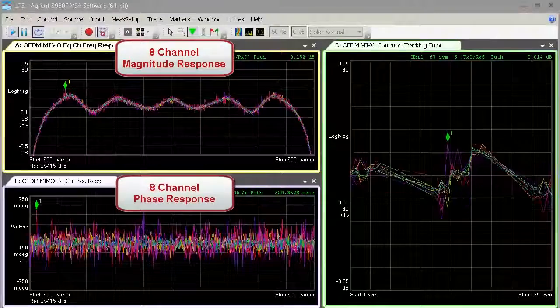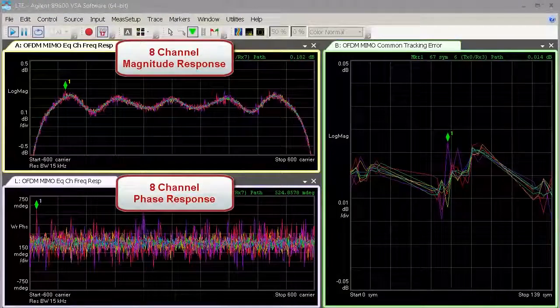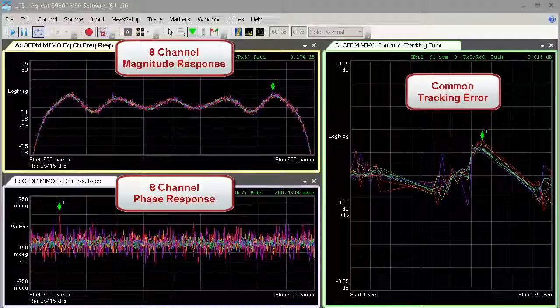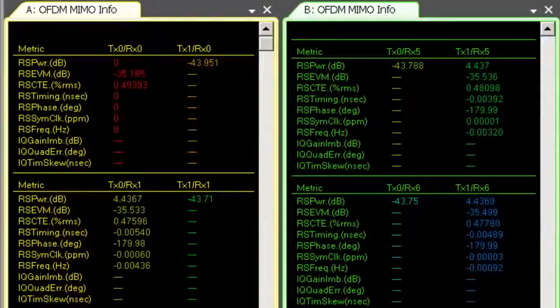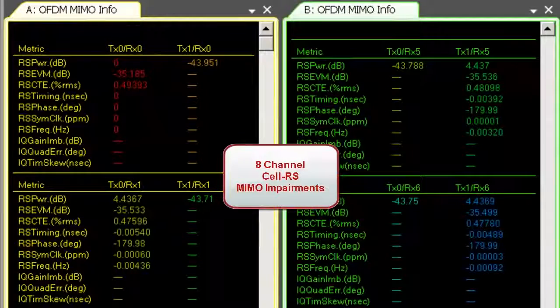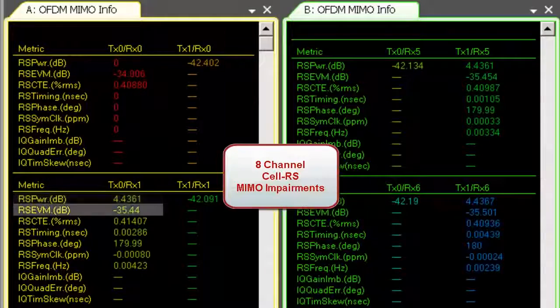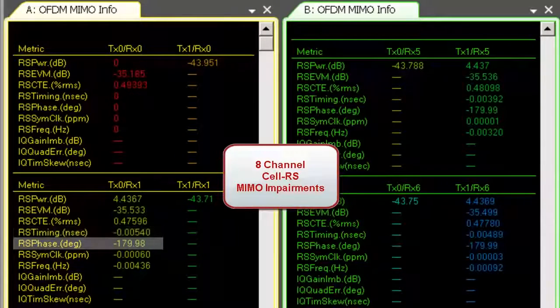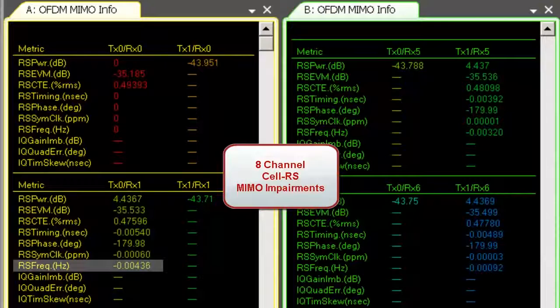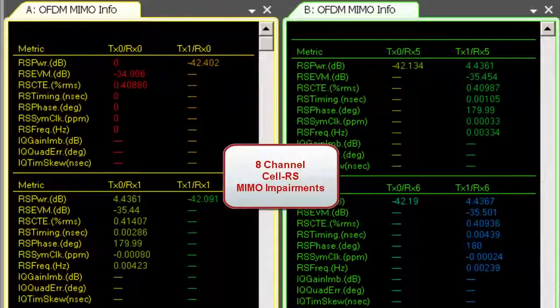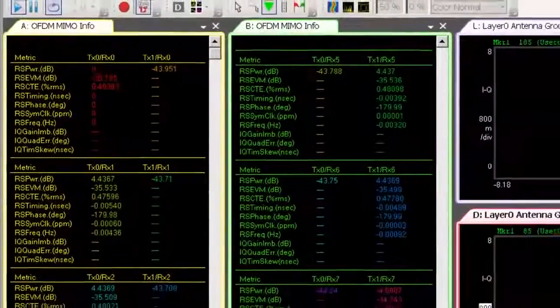Channel frequency, magnitude and phase response traces can be viewed simultaneously for all 8 antenna elements, along with the VSA-supported common tracking error trace. The VSA MIMO info trace reports cell-specific reference signal metrics and impairments measured for all 8 antenna elements. Reported metrics include cell RS power, EVM, timing, phase, symbol clock, and frequency error, allowing you to verify the common broadcast beam pattern weightings associated with each antenna element.